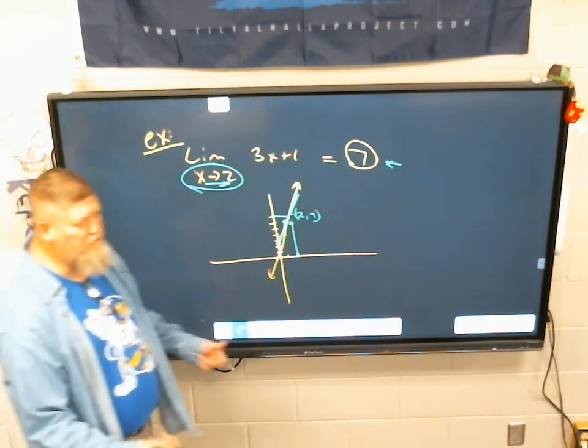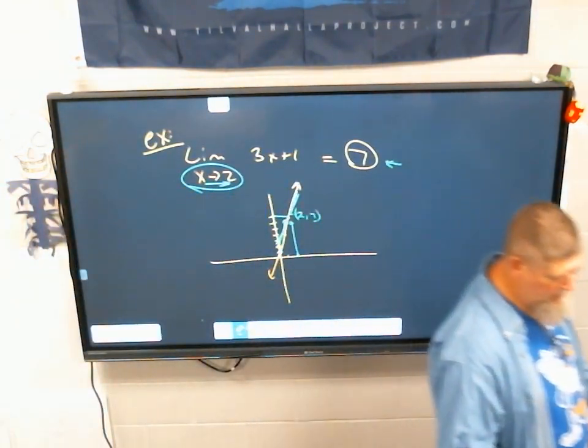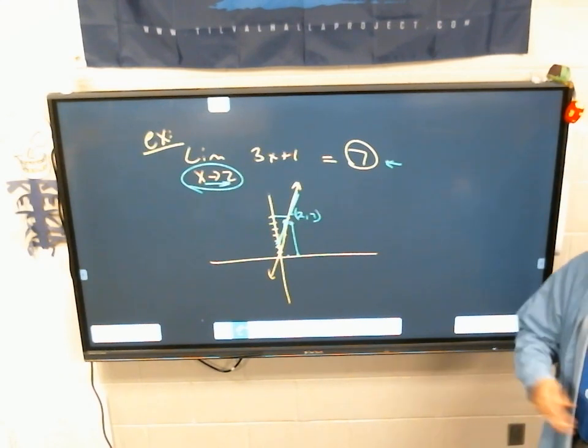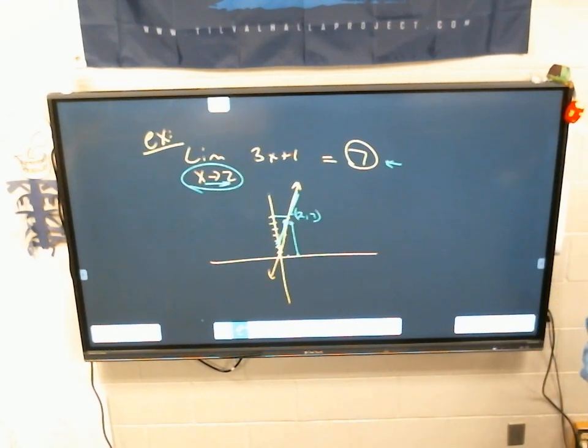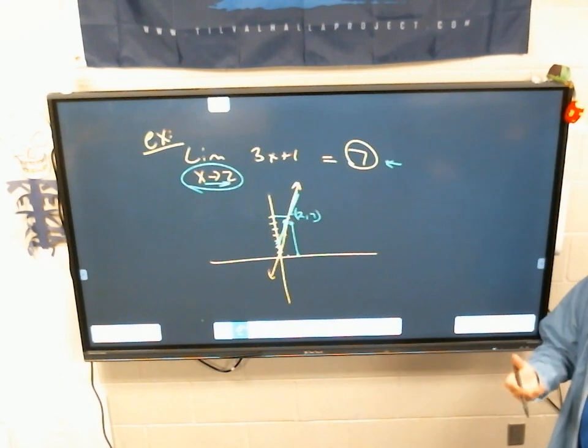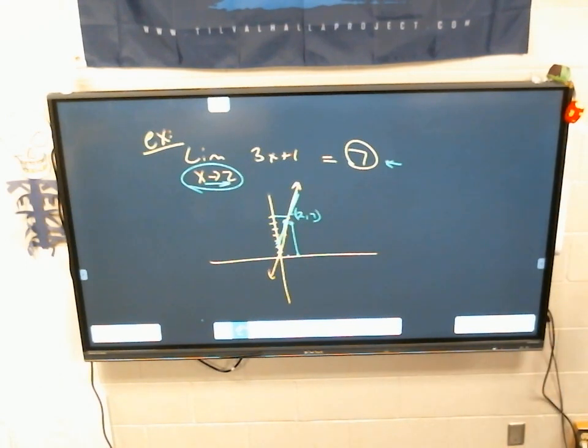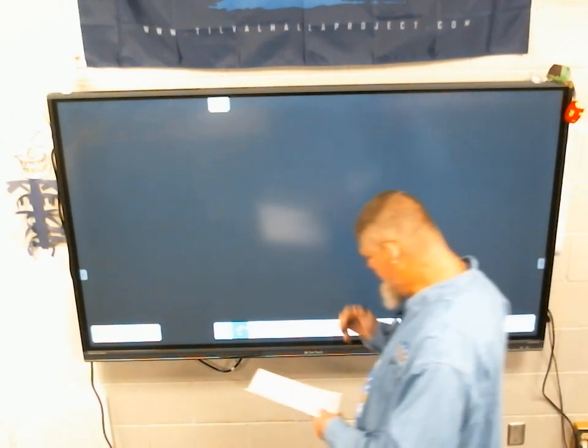But what if it does become 0 over 0? That becomes a problem. That's where I have to do something different, and there are all the other forms as well, like the table, or some other method of solving it. Okay. Let's try another example.